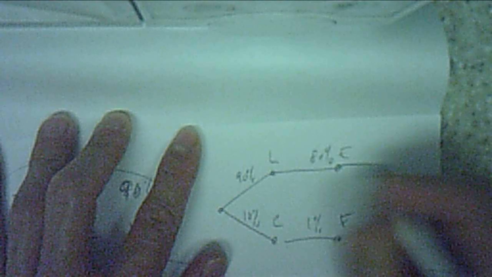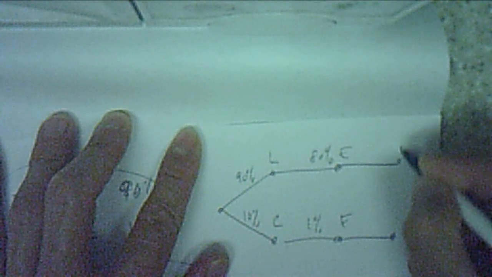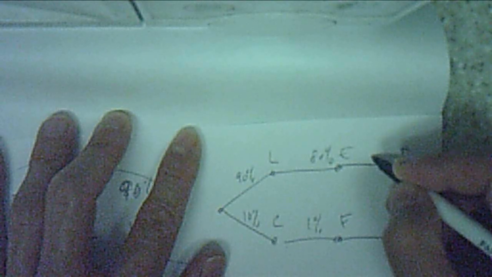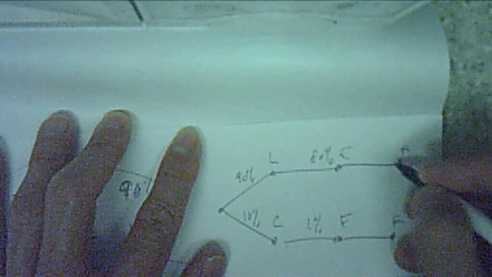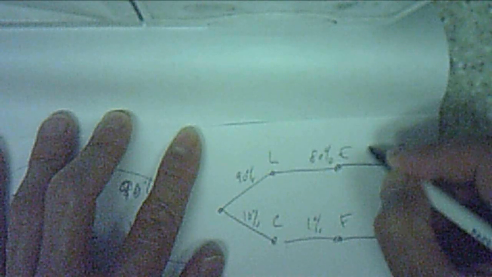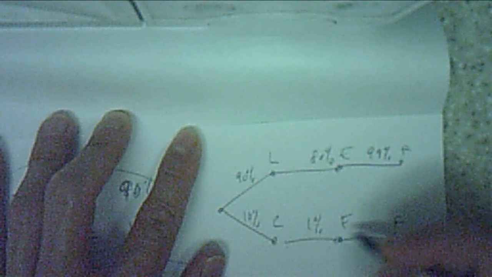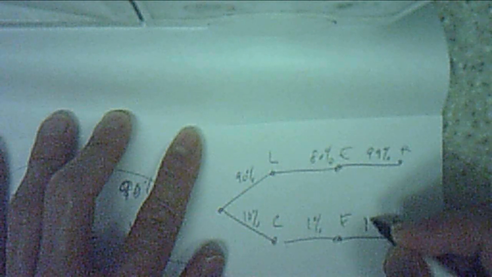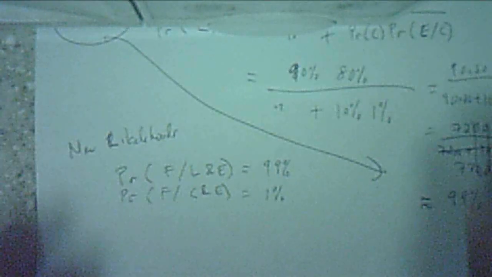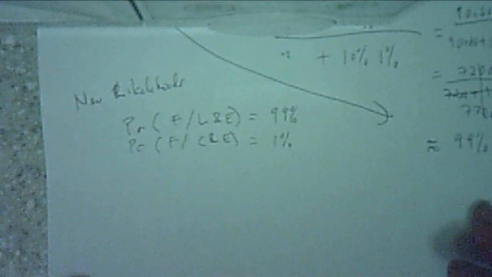So when you extend this to Bayes, when you're learning from experience, you're extending this out now to have F, right? So this one right here, when you got the L and E, the F now is going to be 99%. It went up from 80 to 99%. And this one is still, it should actually maybe be even lower, but let's just say 1% to keep it, we're trying to keep the numbers easy, right? So when I go back to this problem, how do I calculate Bayes?